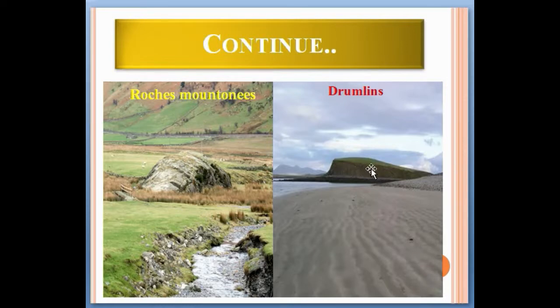And these are the drumlins, deposits with long axis parallel to the direction of glacial movement. Uphill side is blunt, while downhill side is smooth and gently sloping. So as you can see, this is the blunt portion, while this side is gently sloping.